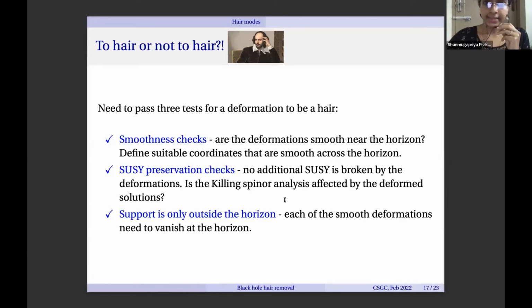Yeah. Okay. Thanks. So we ask, is the Killing spinor analysis affected by our deformed solutions? So we require that our deformations preserve the exact amount of SUSY as the original configuration. And finally, each of these smooth deformations needs to vanish at the horizon.